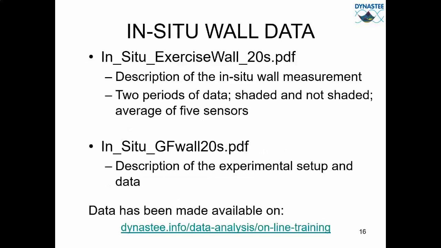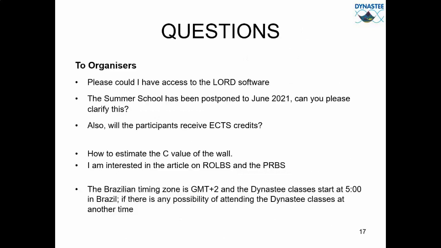And then the in situ wall data that is coming today or tomorrow on our website, that is having 2 periods of data, shaded and not shaded data, and it is the average of 5 different sensors. It has a complete description of the experimental setup, and the data is also available on dynasty.info on the online training page. So that is about all the information that we have given to you in the last couple of webinars.